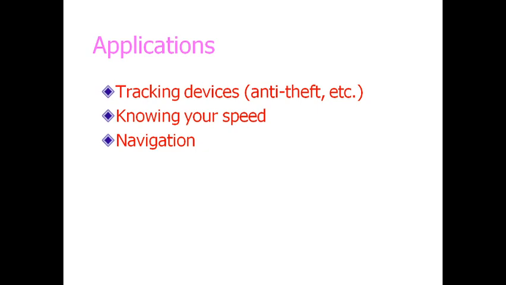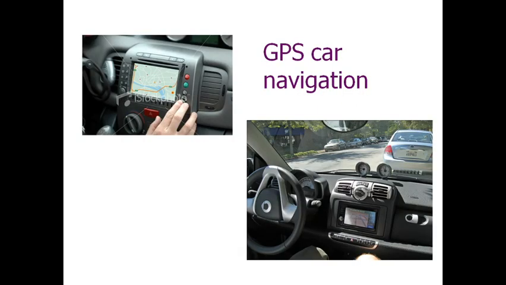And it can be used in tracking devices. Like your car can be equipped with a GPS device, so that if some theft has happened and somebody has stolen your car, the car will tell you where it is. And to know your own speed, you can use these GPS receivers. And to navigate, to know the distance to some place, or to know the speed at which you have to proceed, and so on, you can use GPS.